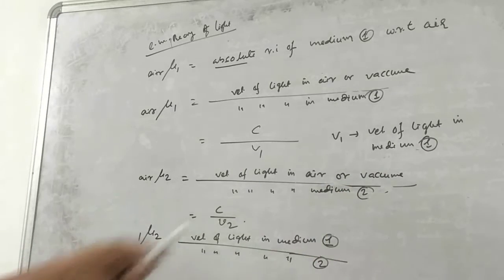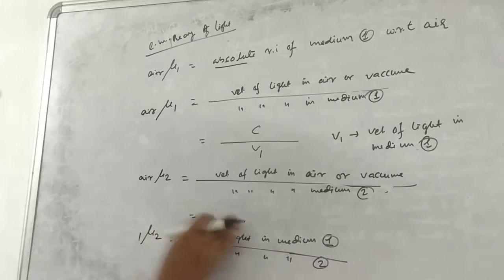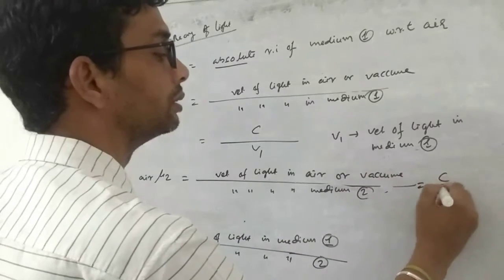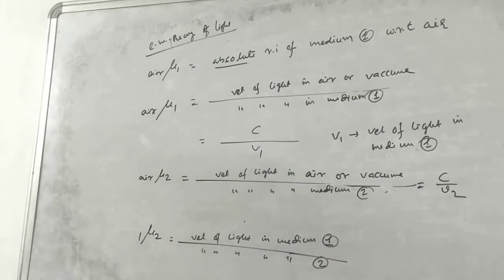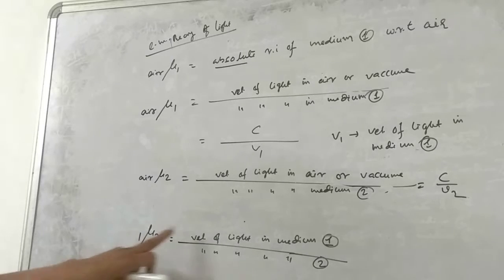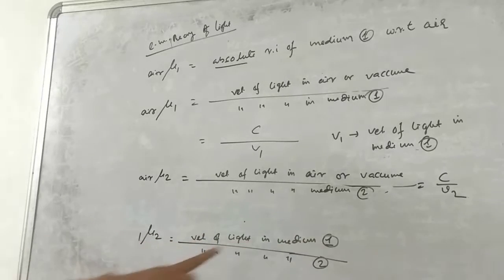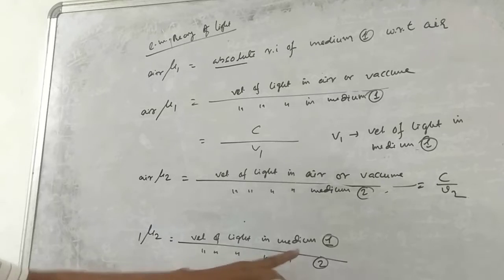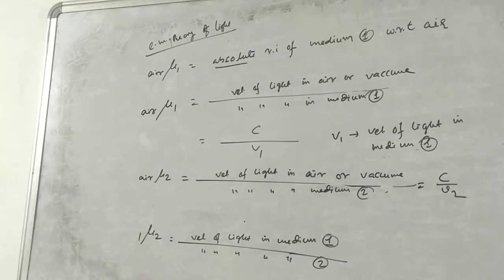Similarly, C by V2. So this is our C by V2 writing here. Now this is the refractive index of the medium 2 with respect to 1. Therefore, velocity of light in medium 1 and velocity of light in medium 2. Okay, now got it. The logic.